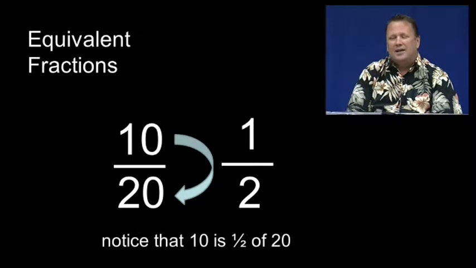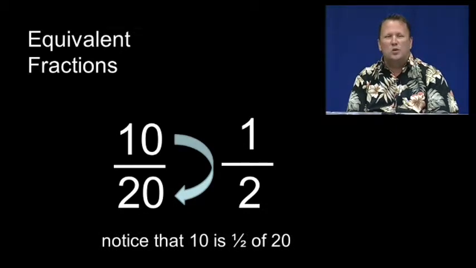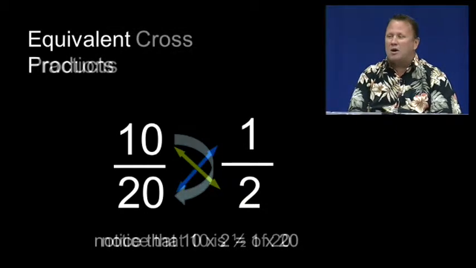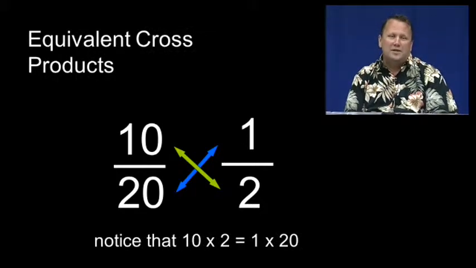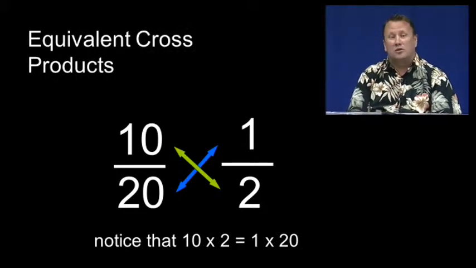Notice that 10 is 1/2 of 20. And notice the cross product. 10 times 2 is equal to 1 times 20. So we know those are equivalent fractions.